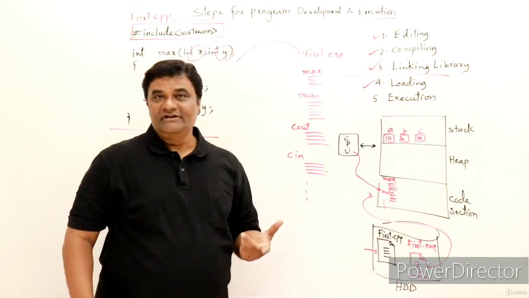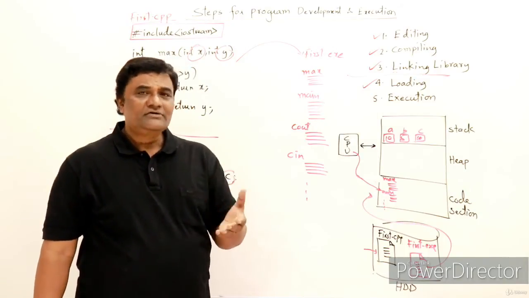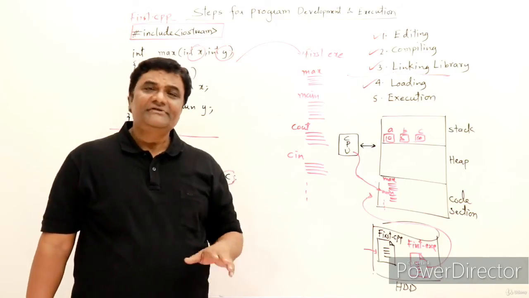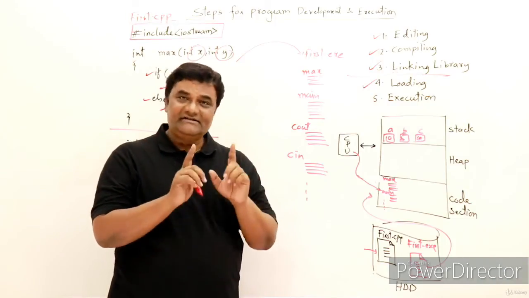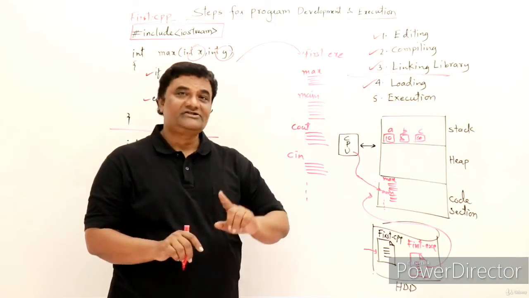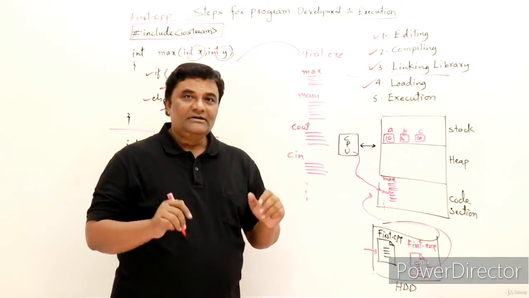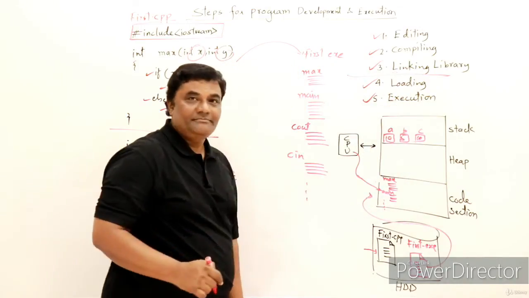Heap, what is the use of heap? It is used for dynamic memory allocation. We are going to learn more about this stack, heap and all in later sections, in detail. This is sufficient here. Just the introduction that there is something called stack, there is something called code section and heap. That is sufficient. So that's all about the steps for development and execution of a program.